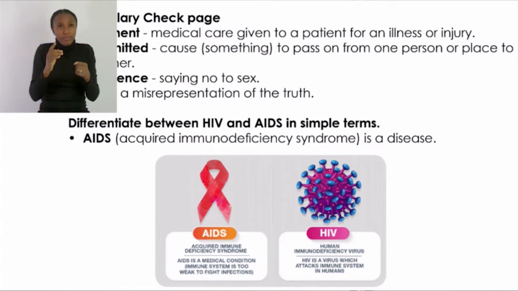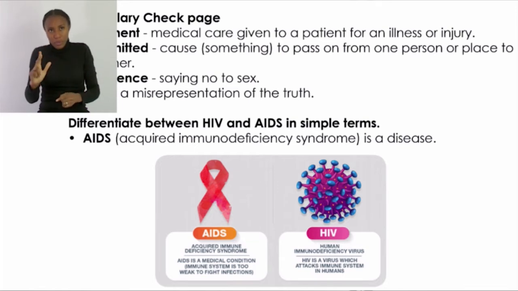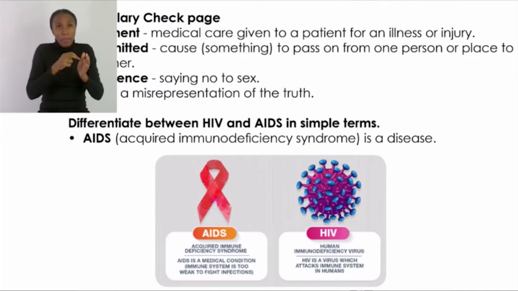We have treatment. Treatment means medical care given to a patient for an illness or injury. Transmitted means causes of something or to pass on from one person or place to another. Abstinence means saying no to sex. Myth is a misinterpretation of the truth.